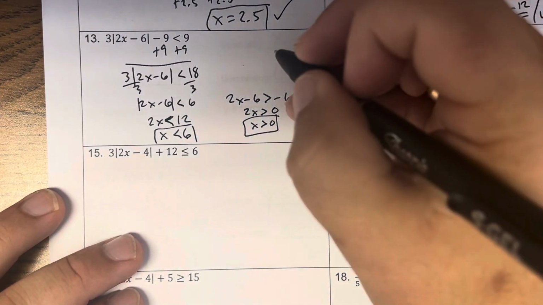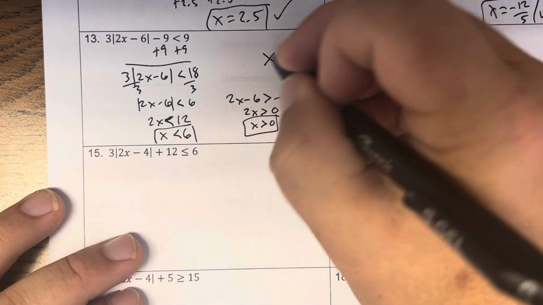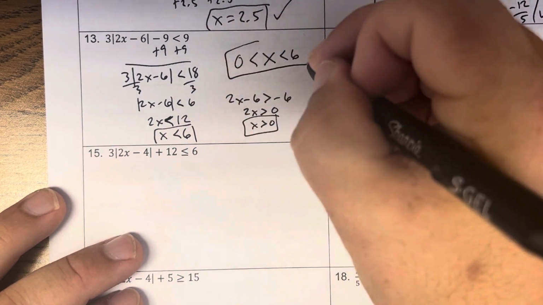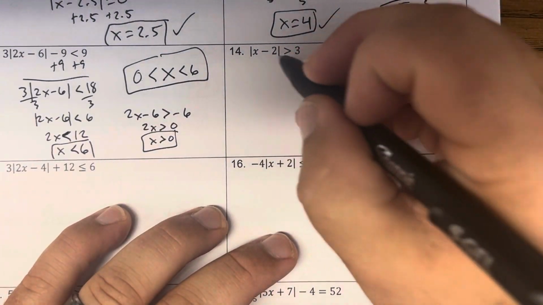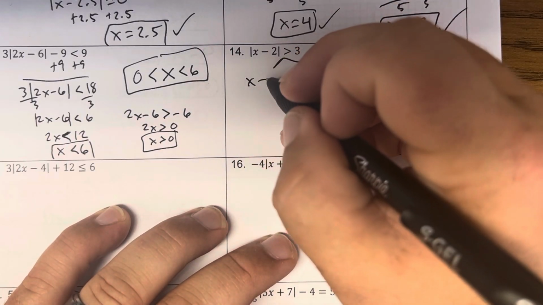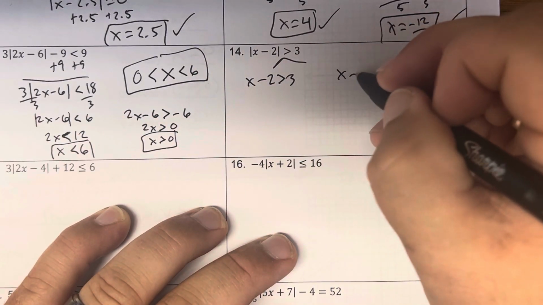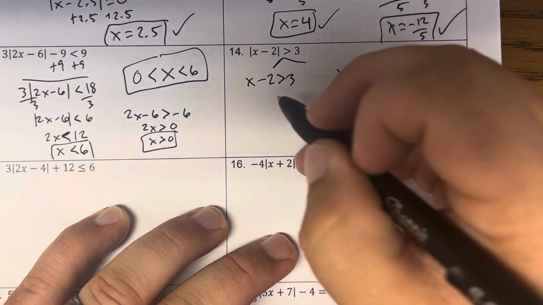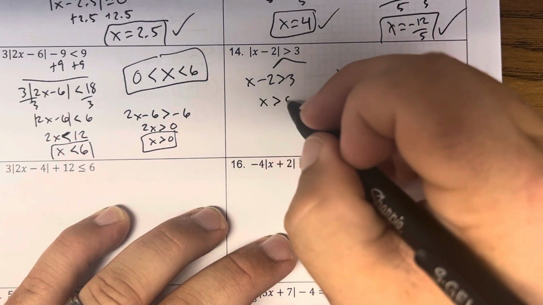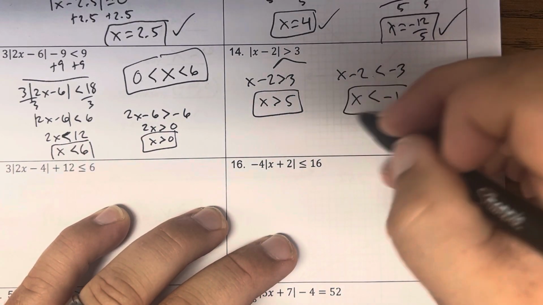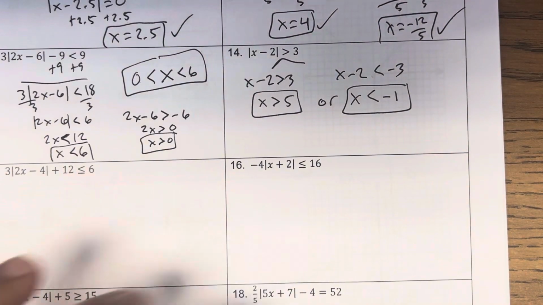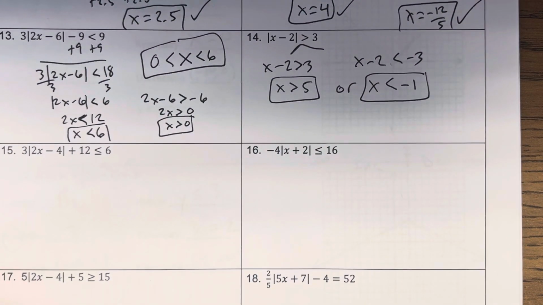Also, x is greater than 0. It could also be written like this. This one's already isolated, so we'll split it. X minus 2 is greater than 3. X minus 2 is less than negative 3. We'll add 2 over. X is greater than 5. We'll add 2 over. X is less than negative 1. This one's an or statement because they're shading opposite sides.